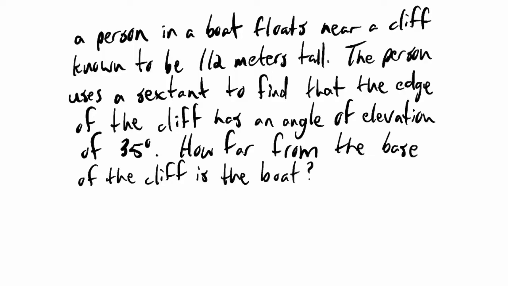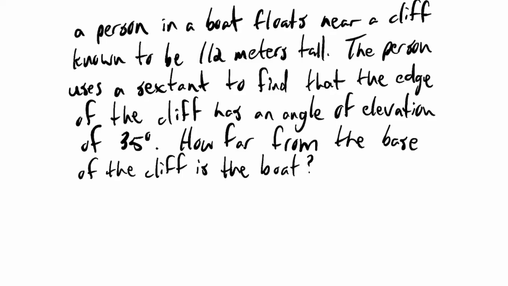In this video, we will do an application example utilizing right triangles, using trig functions to solve a right triangle. This problem says a person in a boat floats near a cliff known to be 112 meters tall. The person uses a sextant to find that the edge of the cliff has an angle of elevation of 35 degrees. And we'll go over what angle of elevation means. The question says, how far from the base of the cliff is the boat?